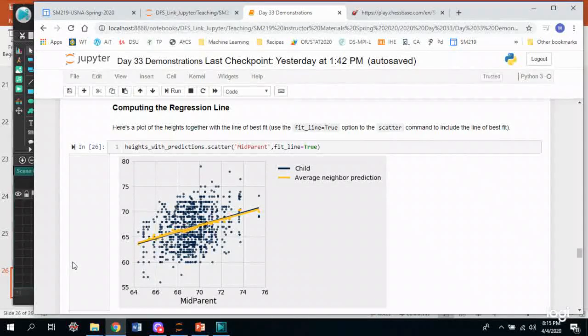Let's turn to actually computing the regression line in a particular case. Here's a picture of the scatter plot of the Galton height data. We've got the scattered dots here in blue. We've got our nearest neighbor's prediction line in gold. And then we've got this black line, which is fairly faint, and it's the line of best fit. We've used the fit_line equals true option in the scatter command in order to produce that line.